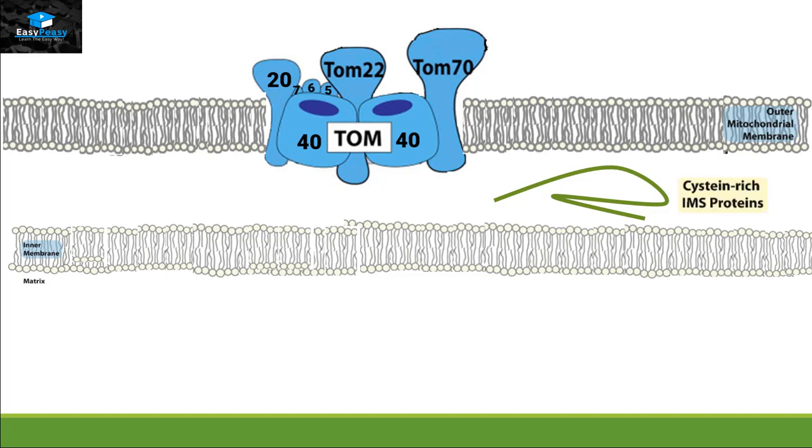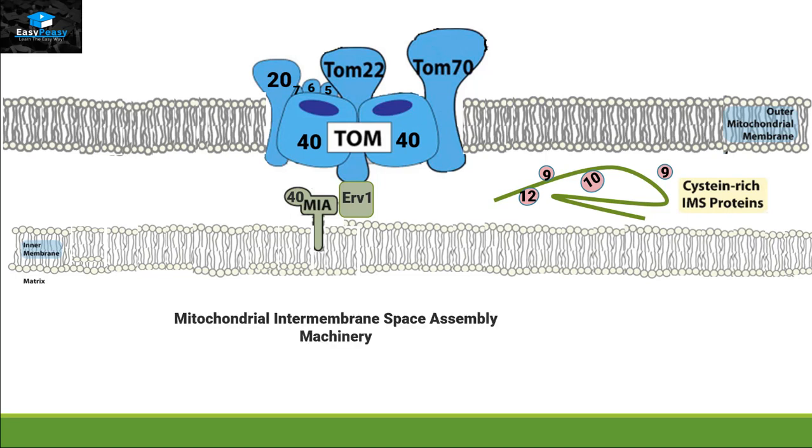For that, this protein needs to have cysteine residues in it. To maintain the primary stage of this protein, small Tim complexes called Tim12, Tim9, Tim10 will attach themselves to it. Now, this protein needs a translocon that will help it to turn into its functional tertiary or quaternary stage. For that, the translocon that is going to help it is called the MIA complex. The full form of MIA complex is Mitochondrial Intermembrane Space Assembly Machinery.